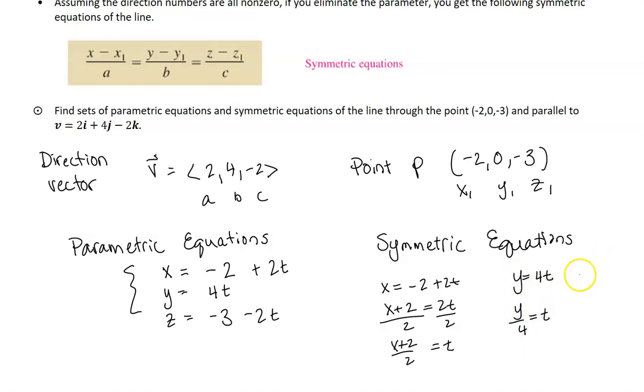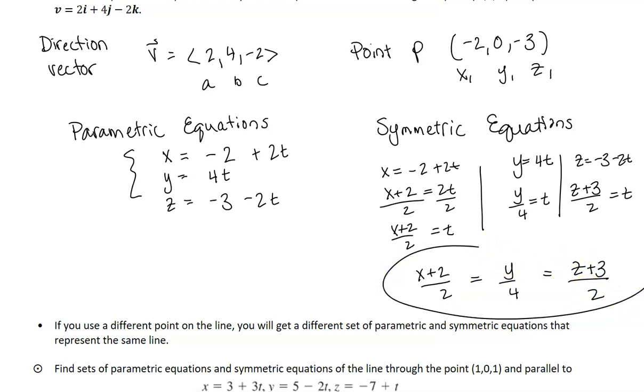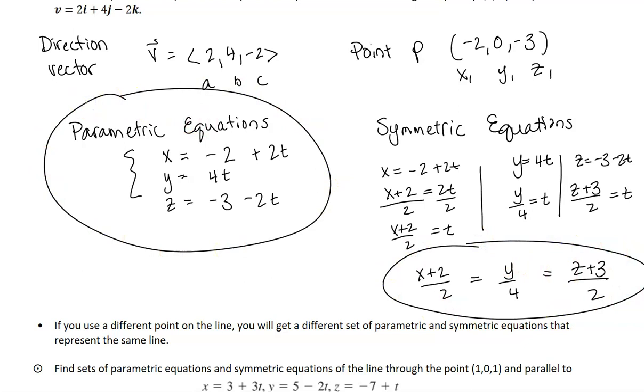And for z equals negative 3 minus 2t, I would add 3 and divide by 2. Now, since we have 3 different things that are all equal to the same t, that gives us (x plus 2)/2 equals y/4 equals (z plus 3)/2. So that would be my symmetric equations, and this would be my parametric equations.